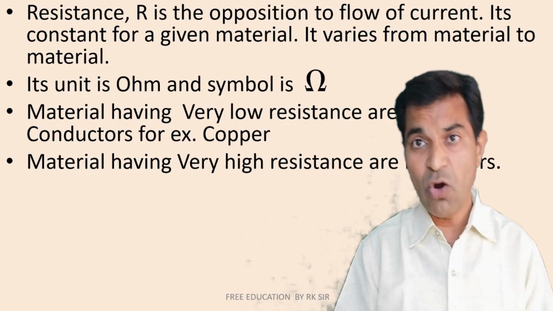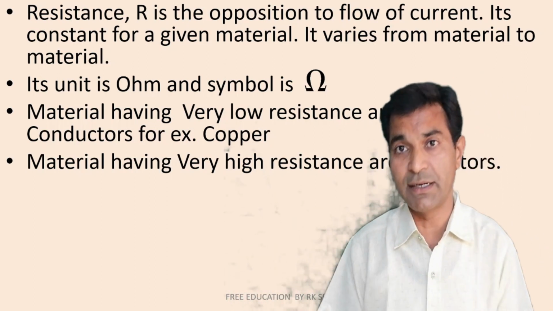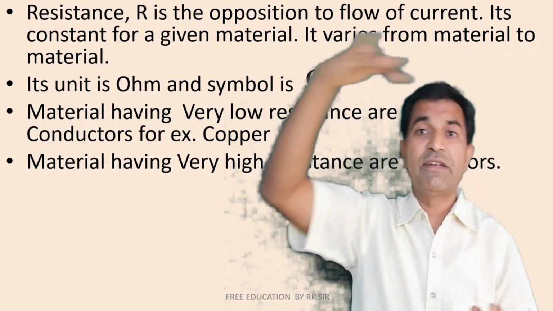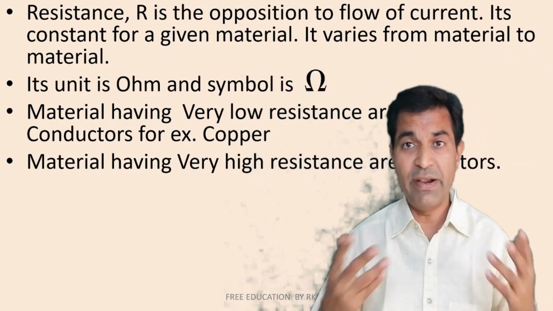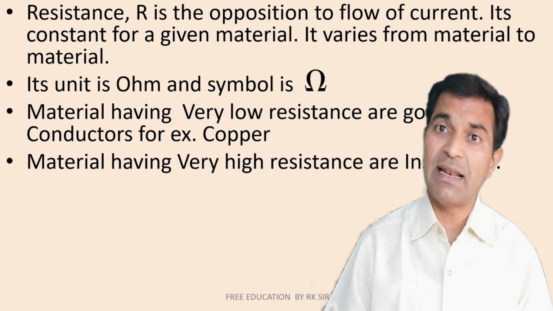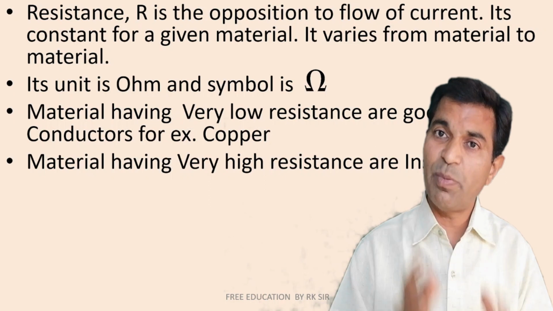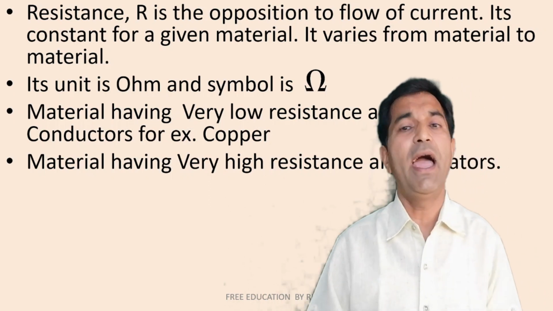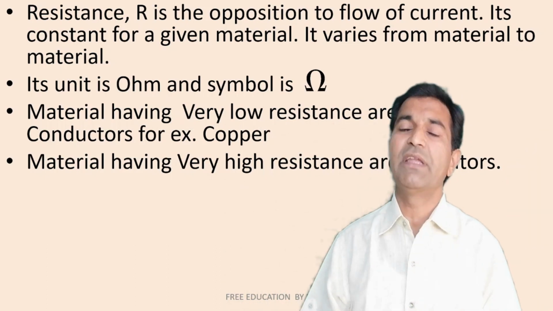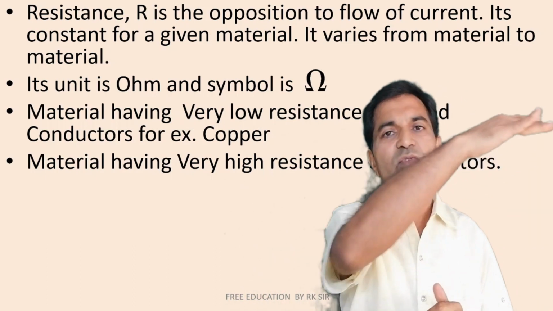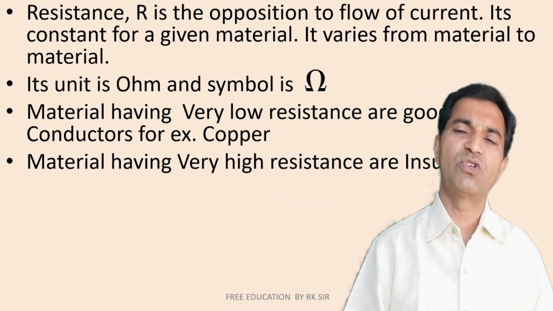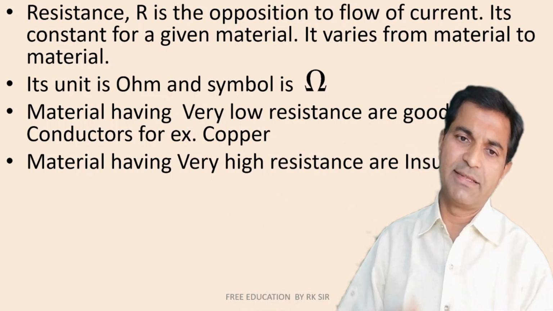Material having very low resistance are generally used as conductors in our house for wiring, etc. For example, copper, aluminum in transmission lines. You may wonder why aluminum is there in transmission line and not in our home, because copper is a good conductor of electricity and it is widely used in our home. But aluminum is a little bit cheaper, so it is widely used in transmission lines because a huge amount of wire is required in case of the transmission lines.